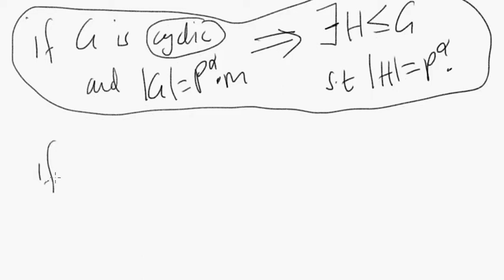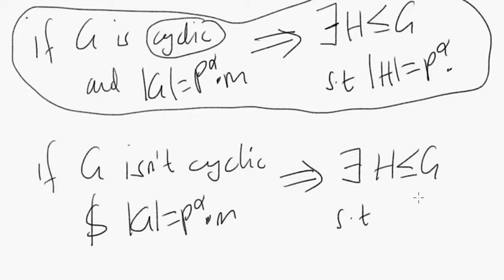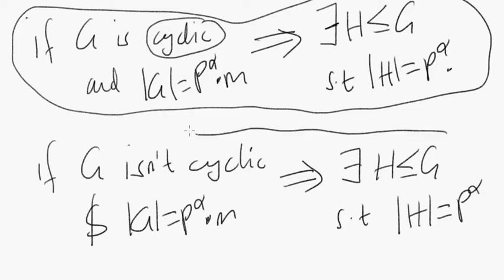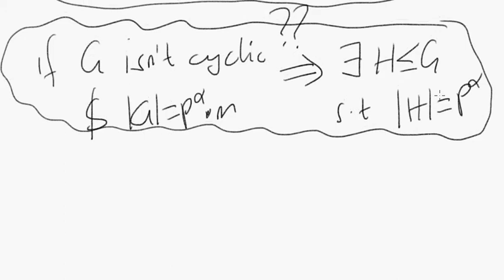Suppose we prove that if G isn't cyclic and order of G equals p to the alpha times m, then there exists some subgroup h of G such that order of h equals p to the alpha. Would you agree that if we proved this second part, given that we seem to have proved the first part, when G is cyclic, wouldn't we be done with our proof?